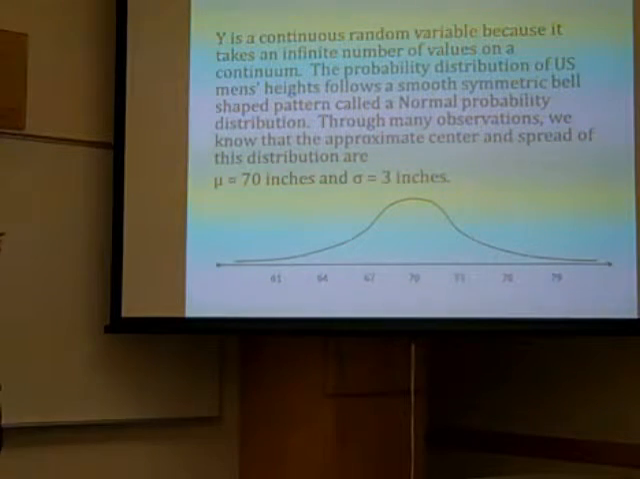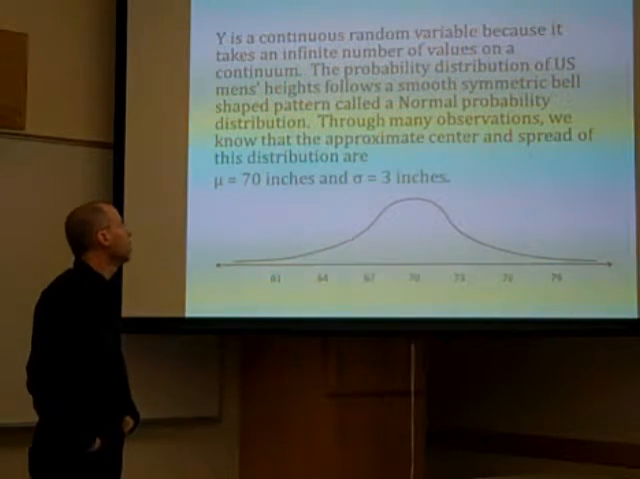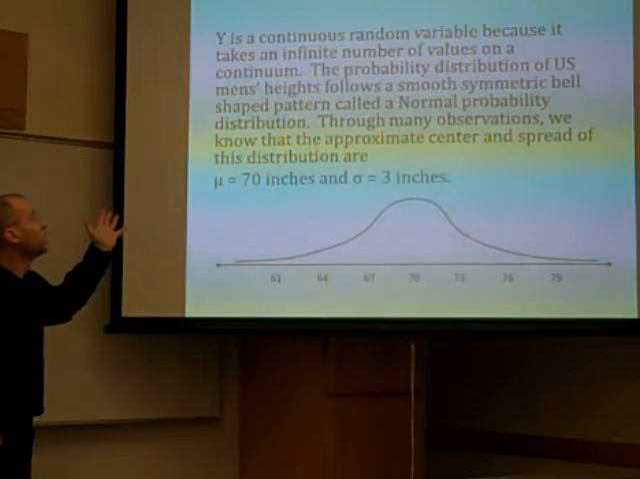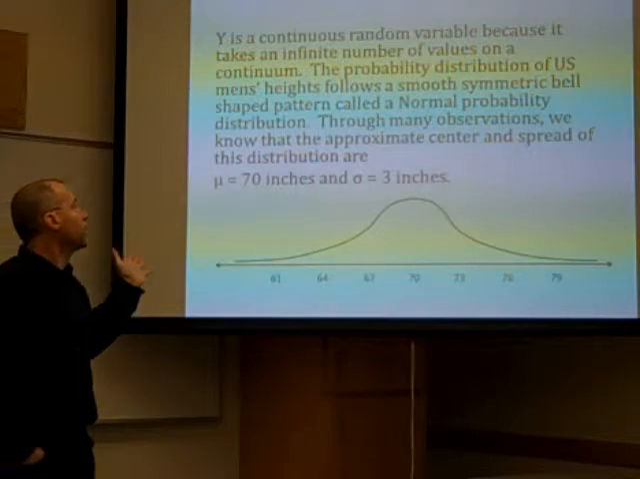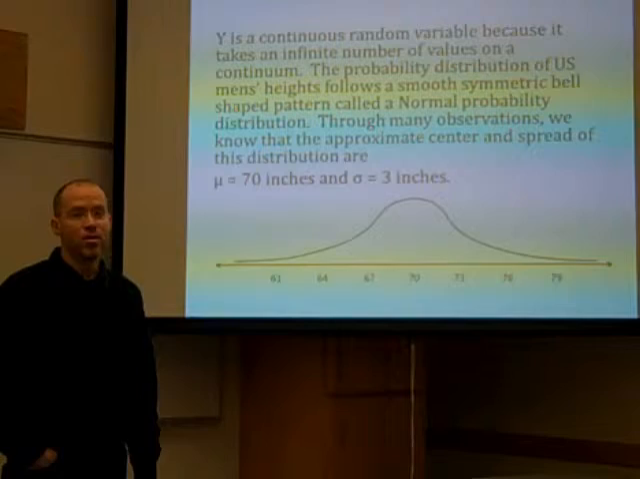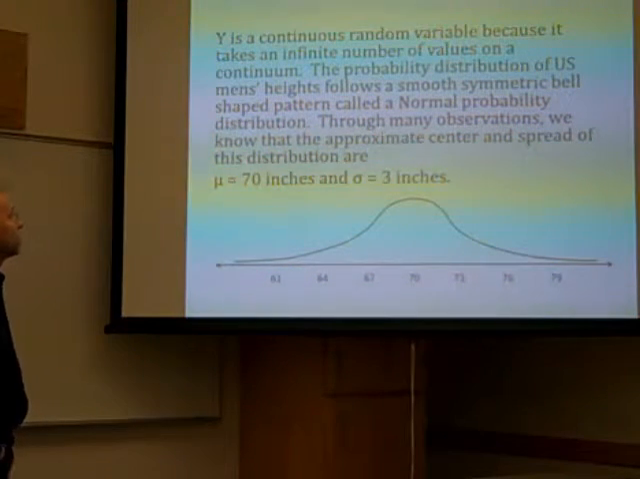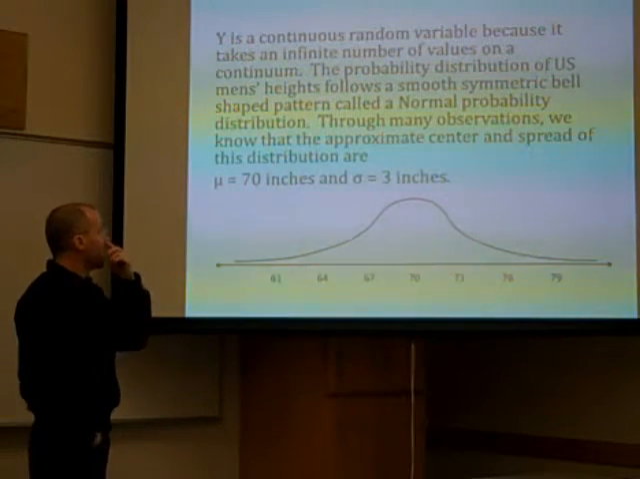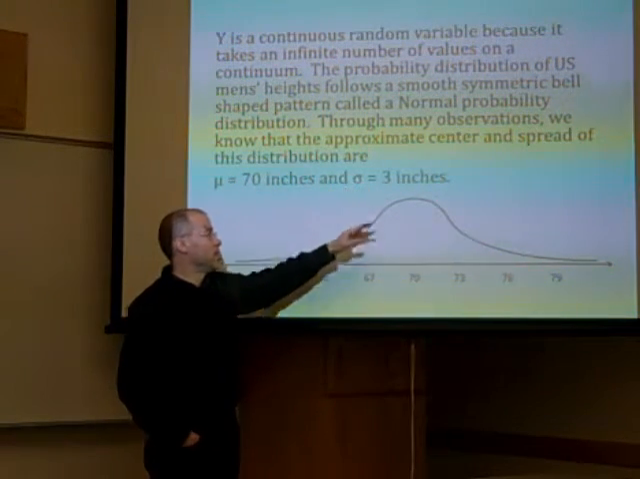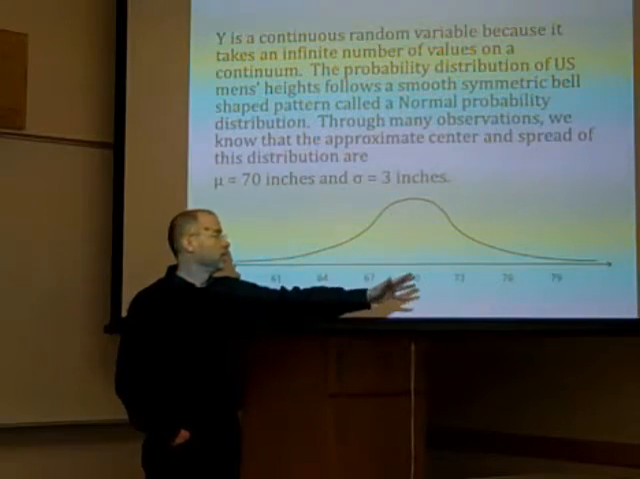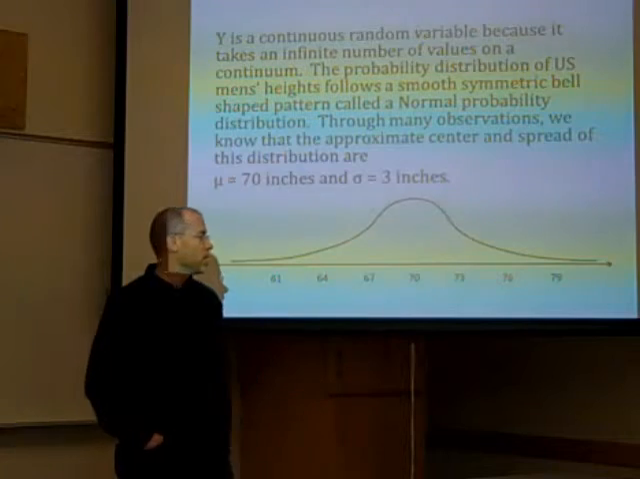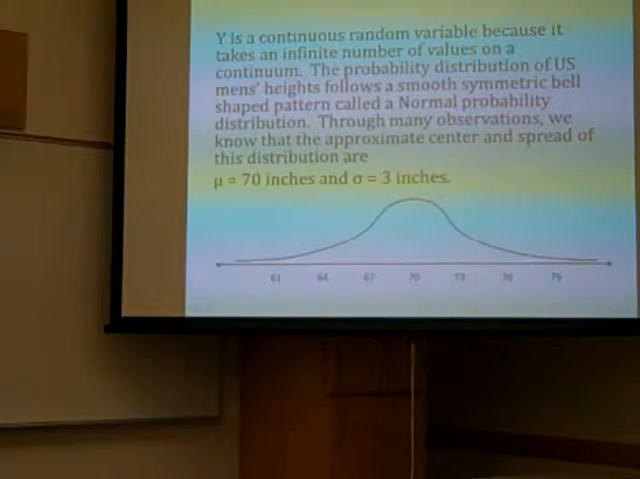So here's the picture for the continuous example again. Y is a continuous random variable. It takes infinitely many values on a continuum, and the probability distribution of U.S. men's height follows a smooth, symmetric bell-shaped pattern called a normal probability distribution. Through many observations, we know that this has a center at 70 inches and a standard deviation of about 3 inches. And if you look at a large number of observations, you get a very symmetric bell-shaped pattern occurring like this.